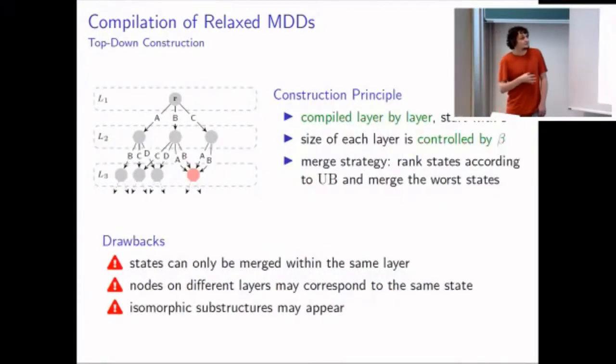There are some advantages of this method. For instance, it is simple and we can easily control the size of the relaxed decision diagram with this maximum width. However, there are also disadvantages. For instance, states can only be merged within the same layer, and there may be nodes at different layers which correspond to the same states. So we have some redundancy in the relaxed decision diagram. There can also be isomorphic substructures in the relaxed decision diagram with this approach because of the layered structure.